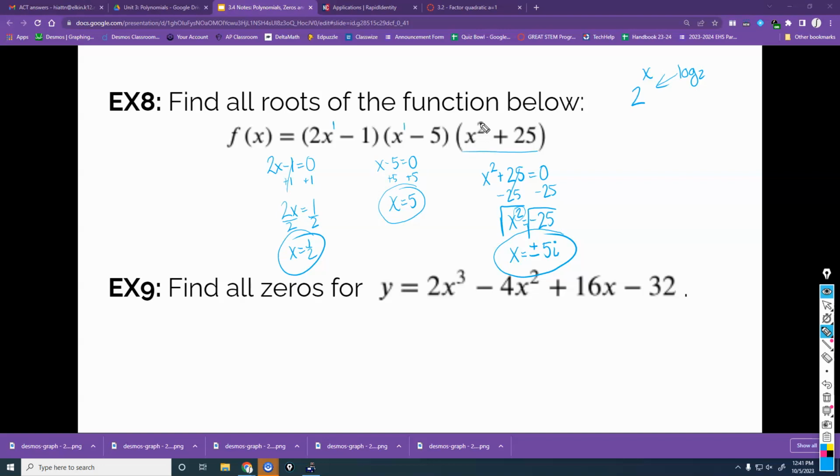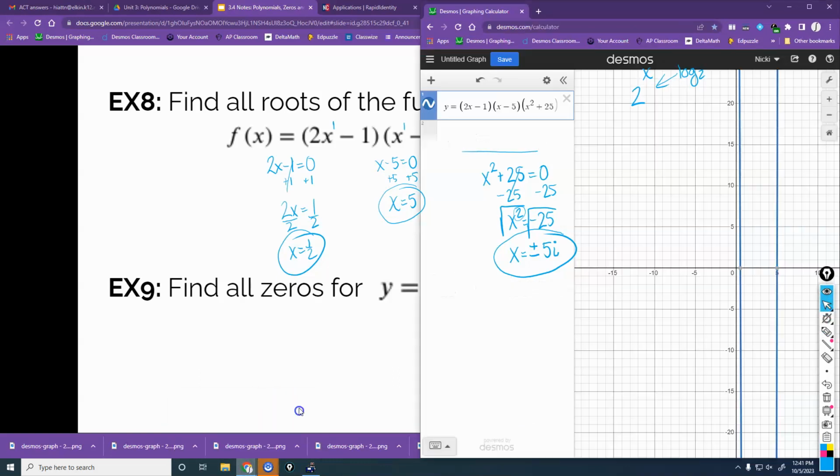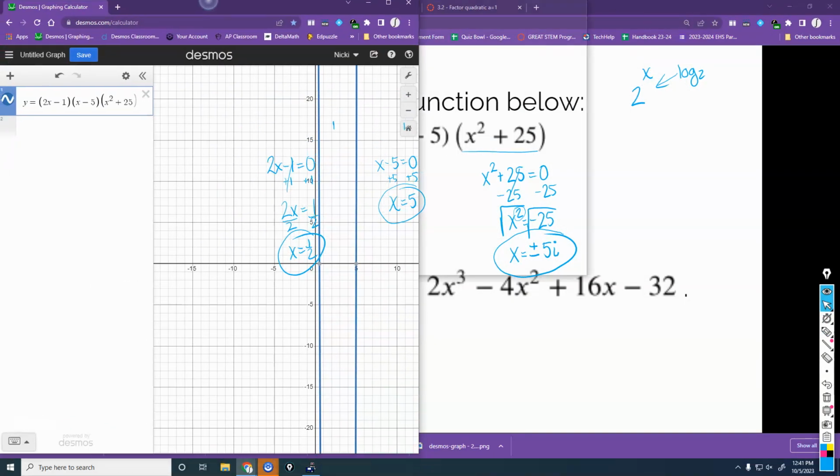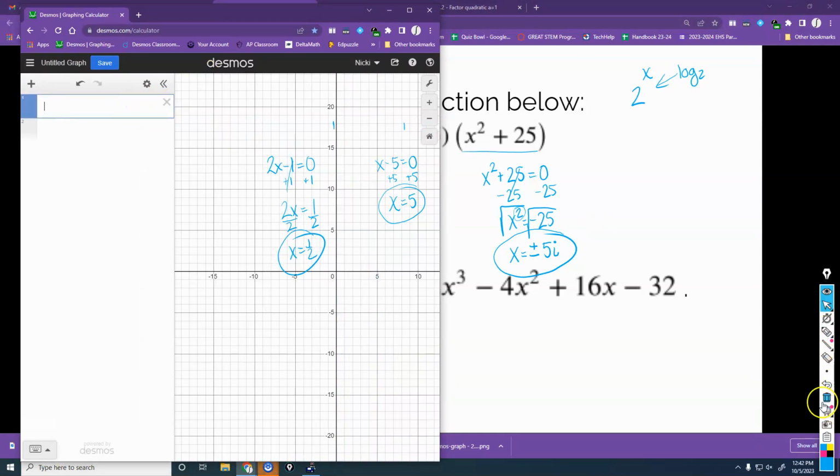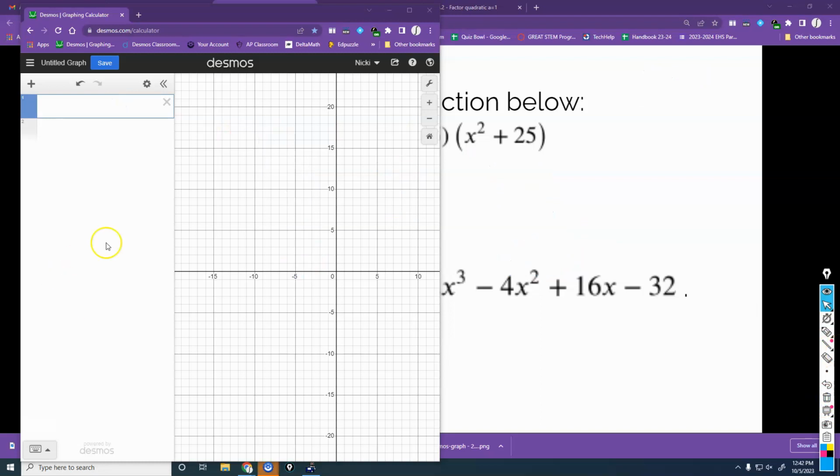Okay. Now, 9 is more difficult than 8, because for 8, it was already factored for us. We just had to set those equal. With 9, there's a chance that it has real zeros. If it has real zeros, I should be able to graph it. So let's see what it looks like when I graph this one.